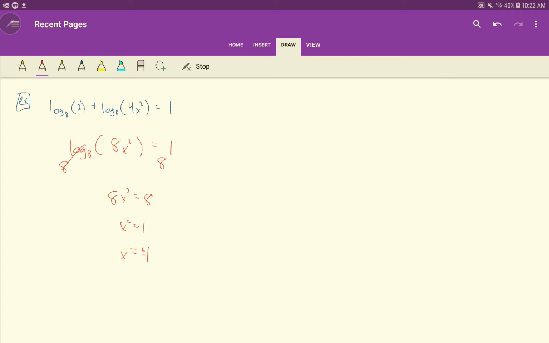plus or minus 1, don't forget, okay? And then both of these will work back in the original because you're going to be squaring those. You're going to end up with the same result either way, okay? So both answers do work there.